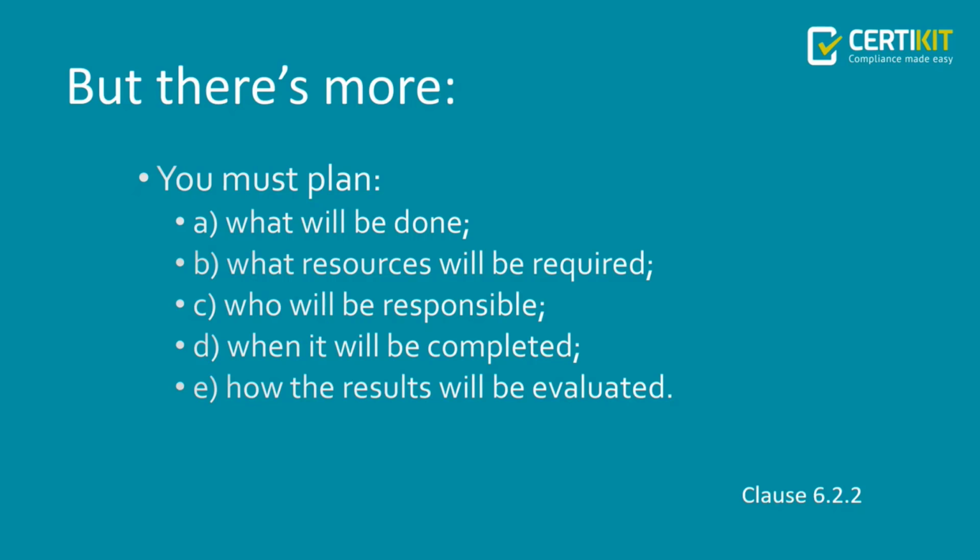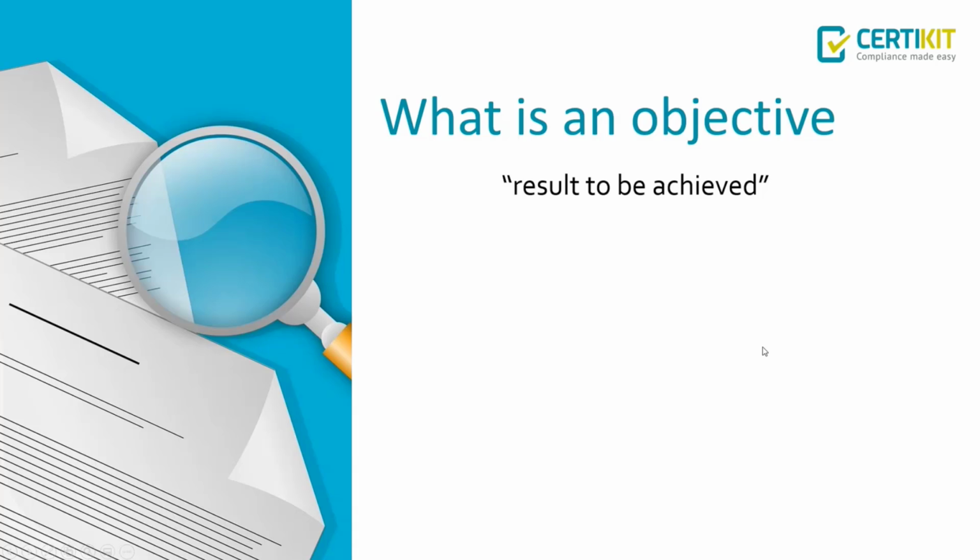Okay, so really that's clause 6.2.2. So we're talking about what the standard is saying about objectives. As I say, it's quite a long list. It's an interesting part of the standard. But let's talk a bit about what exactly is an objective. So what I've done here is go back to the ISO list of definitions, which sometimes are helpful, sometimes not particularly helpful. And the ISO definition of an objective is a result to be achieved.